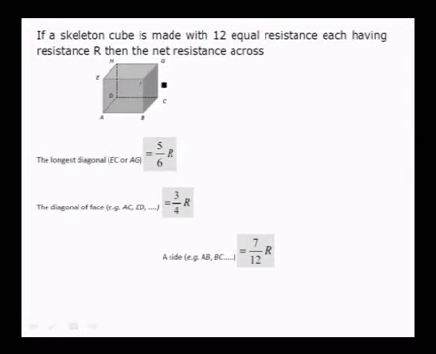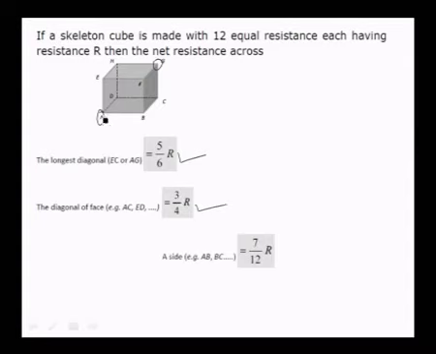Now I would like to calculate the resistance between the longest diagonal. The longest diagonal in this problem, I would consider this as A and this as G. The resistance between A and G is given by 5 divided by 6 into R. Similarly, for the face diagonal, you are going to have A and F.